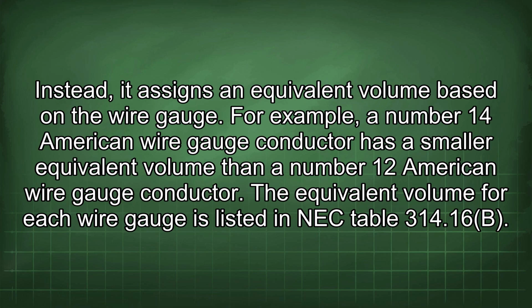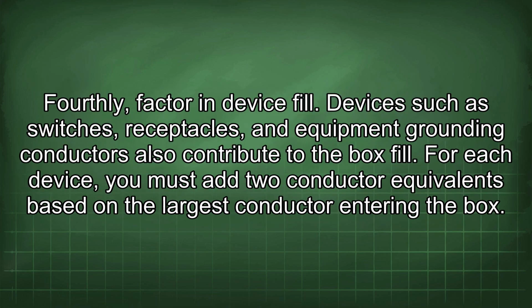For example, a number 14 American wire gauge conductor has a smaller equivalent volume than a number 12 American wire gauge conductor. The equivalent volume for each wire gauge is listed in NEC Table 314.16(B). Fourthly, factor in device fill. Devices such as switches, receptacles, and equipment grounding conductors also contribute to the box fill.